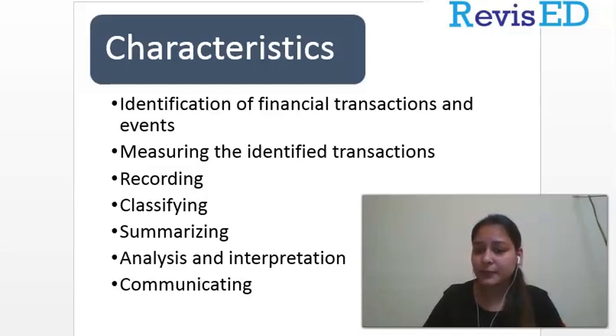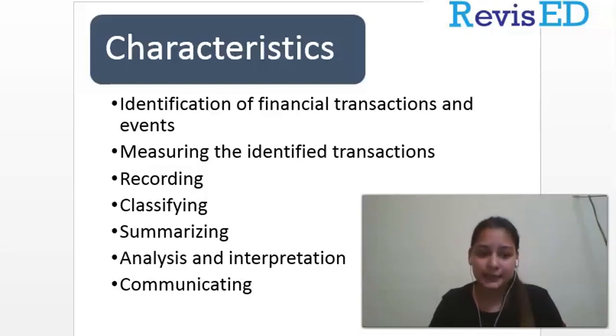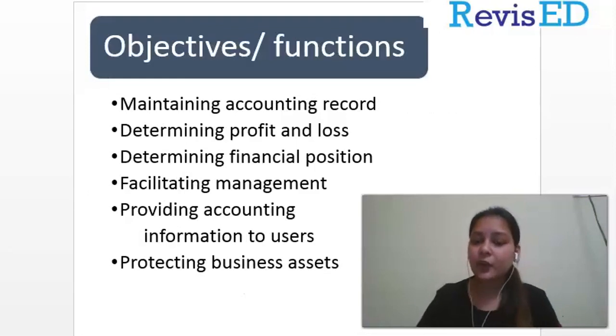Government is interested because they need taxes. So you need to communicate to various parties. So this is the last characteristic. Then we have objective or function.